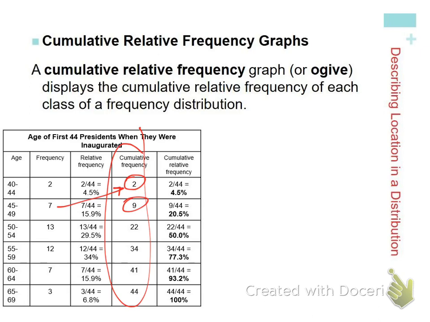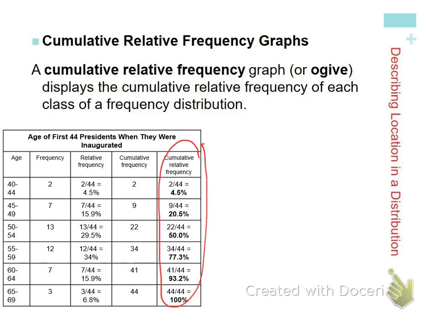And then last but not least, we have a cumulative relative frequency, where we take the number in the cumulative frequency column and divide it by the total number of observations so we can come up with the percentages, right? Well, these percentages are percentiles. So if a president was inaugurated between the ages of 40 and 44, then they would be in the 5th percentile, right? Because that means that 5% of the presidents were younger than them when they were inaugurated.